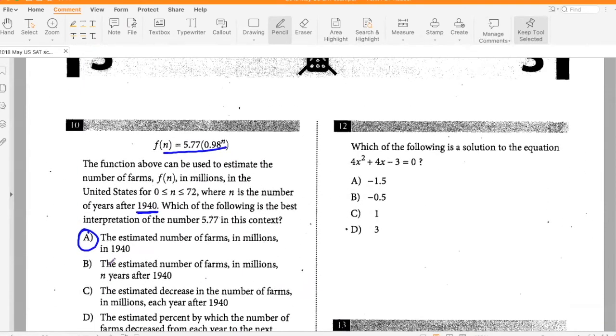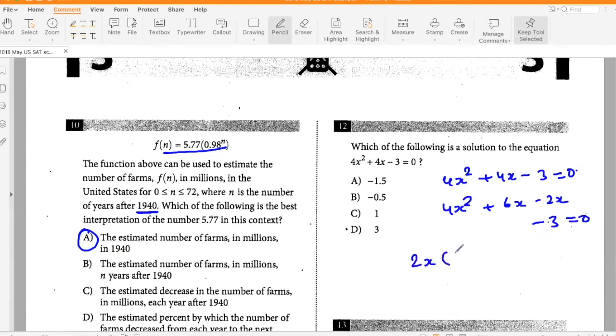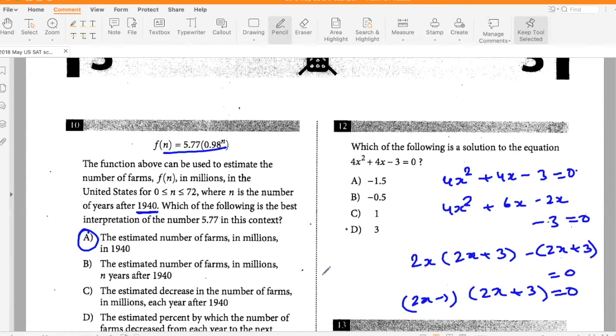Which of the following is a solution to this equation? So 4x squared plus 4x minus 3 is 0. So 4x squared plus 6x minus 2x minus 3 is 0. So 2x(2x plus 3) minus 1(2x plus 3) is 0. So (2x minus 1)(2x plus 3) is 0. So x is 1/2 or negative 3/2. So negative 1.5 is an answer.